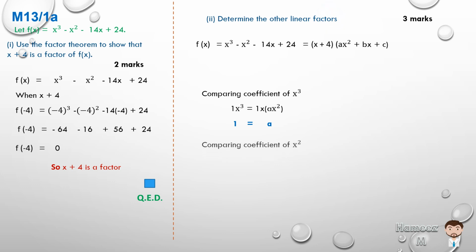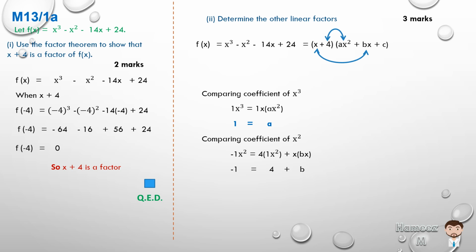Now do the same thing for x squared terms. On the left-hand side, we know it's minus 1x squared. On the right-hand side, how do we get x squared terms? We take the second term in the first linear factor, that's 4, and multiply it by 1x squared, because a is 1. And we take the x term, the first term in the first factor, and multiply it by bx. If we remove the x squared throughout, we're left with minus 1 on the left-hand side is equal to 4 ones are 4 plus b.